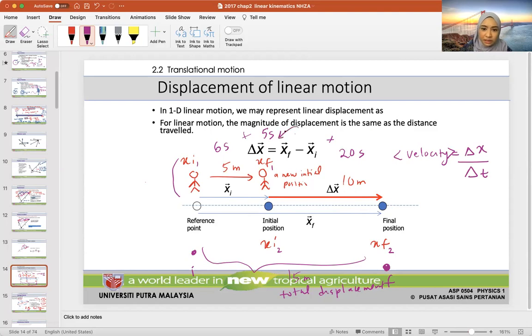Saya tak kisah dia nak berhenti ke apa ke. Saya tahu masa dia is 31 seconds. This is when she reach here. Okay, displacement pula from here to here 15.